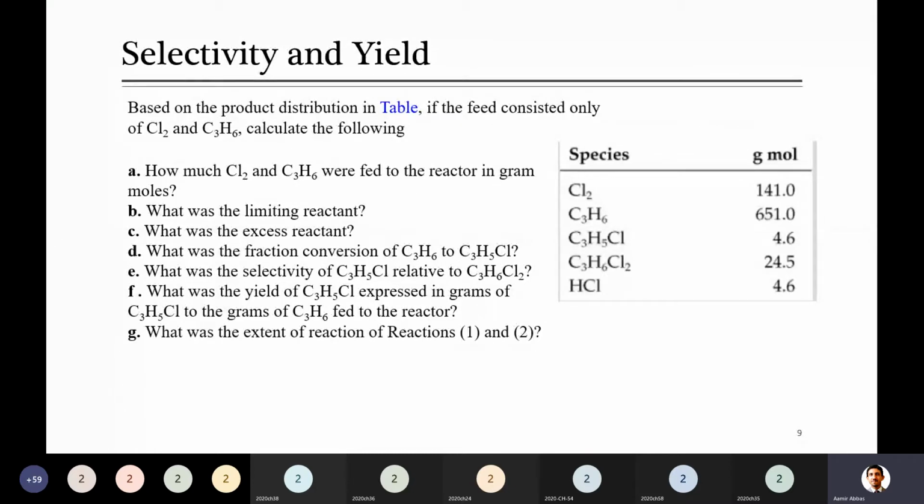You can see here the table based on the product distribution. If the feed consisted only of Cl2 and C3H6, calculate the following. Before we calculate the following, just look at the table. Can you see one table which is providing species and amounts in moles? Yes, sir. So here there are, I think, 5 chemicals given, and out of these 5, 2 are actually your reactants, chlorine and C3H6, and all others are being produced as a result of reaction.